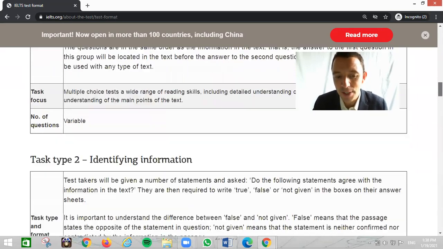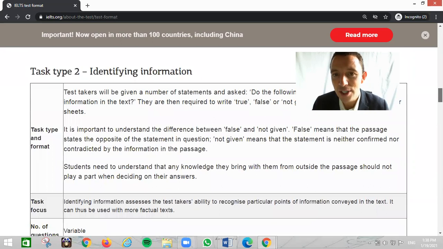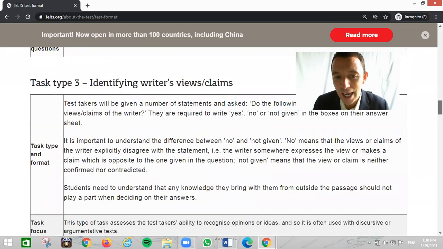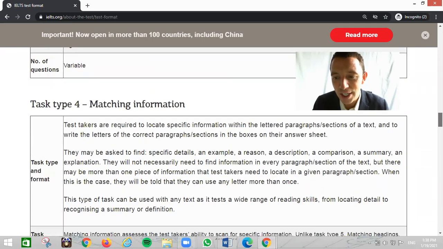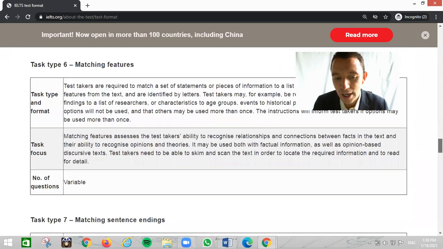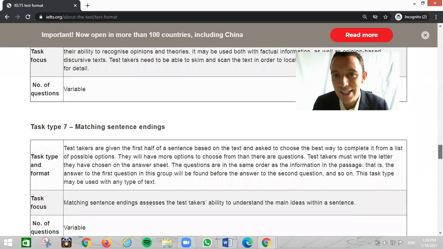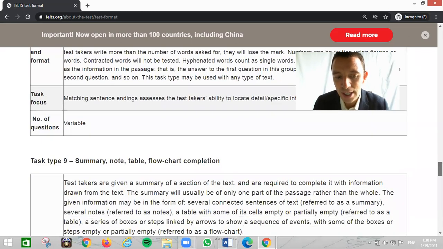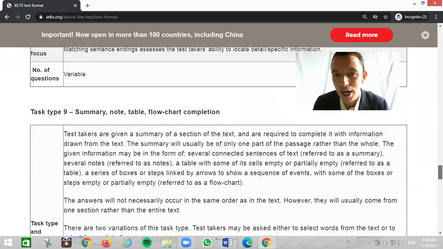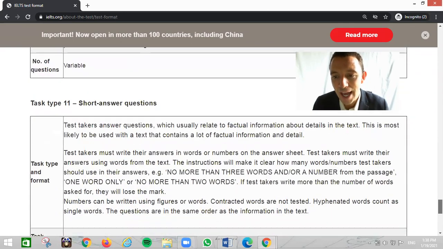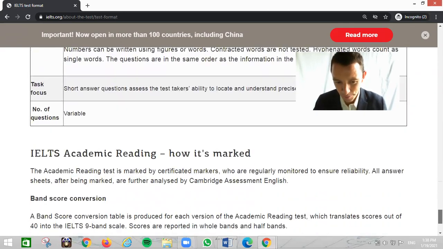There's multiple choice, explanation, identifying information (if you want to read a little bit more about each one), identifying the claim or the view, matching information, matching the headings, matching the features, matching sentence endings. So this is exactly the same as the description. Sentence completion, summary, note, table, flowchart completion, and diagram label completion. Number 11 is short answer questions.